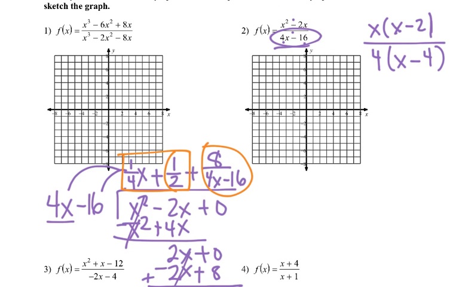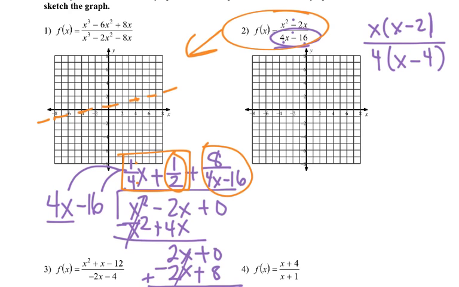So I go up to 1/2 for my y-intercept, about right there. My slope is 1 over 4, so I'm going up 1, over 4. Or down 1 to the left 4. Down 1 to the left 4. So this right here is my slanted asymptote.